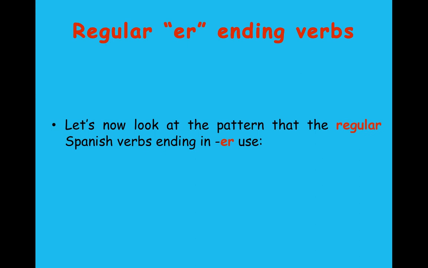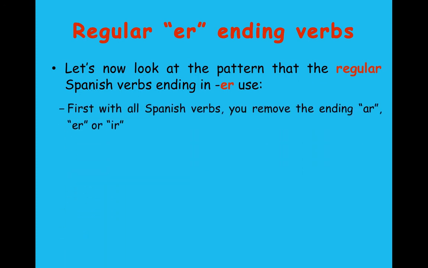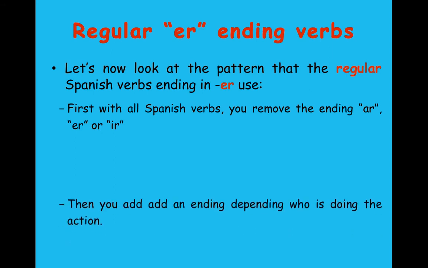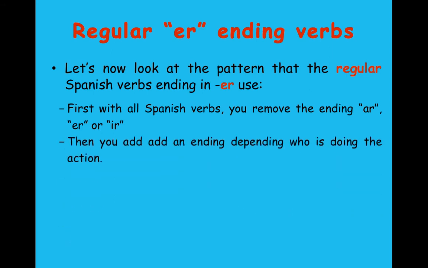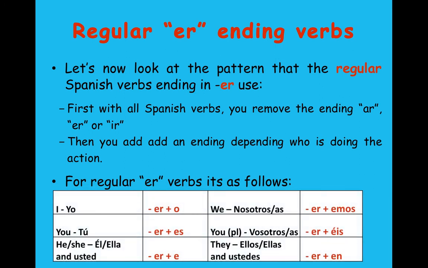So regular ER ending verbs, we're going to look at the pattern that we use to conjugate in present tense. We're going to remove that ending. So in this case it's an ER, so we're going to remove the ER, and then we're going to add a new ending depending on who's doing the action. And it will be minus the ER plus O, minus the ER plus ES, minus the ER plus E, minus the ER plus EMOS, minus the ER plus ÉIS, and minus the ER plus N. So something simple you can think is O, ES, E, EMOS, ÉIS, EN.